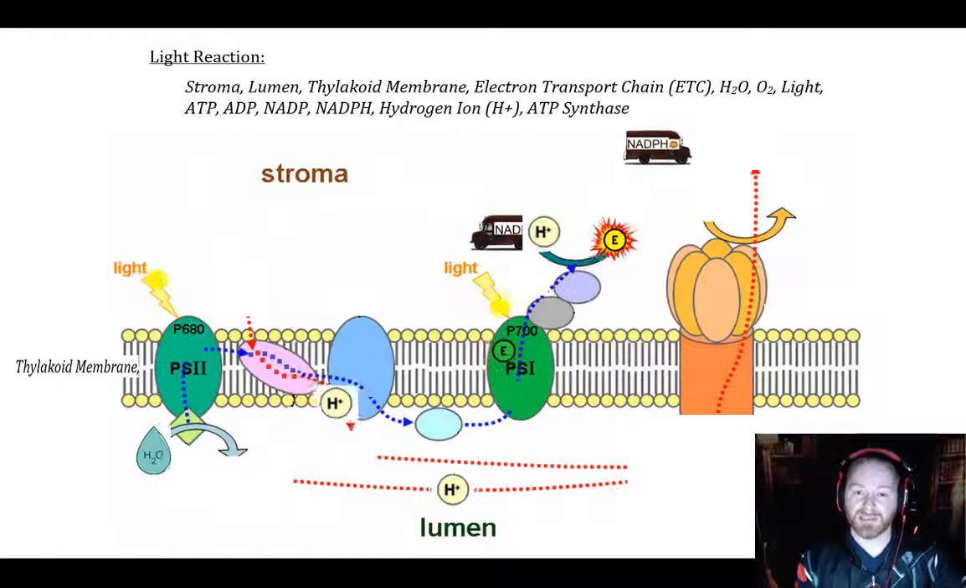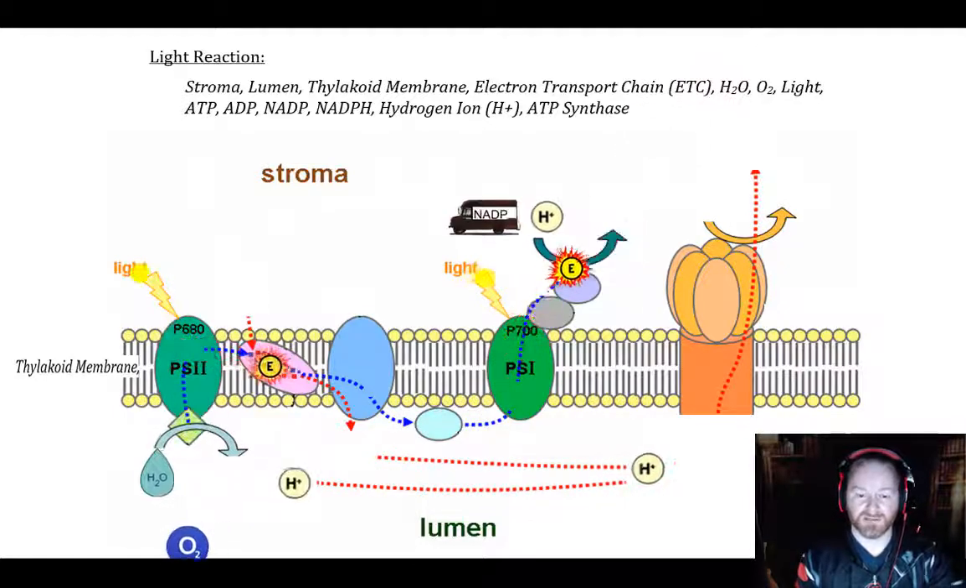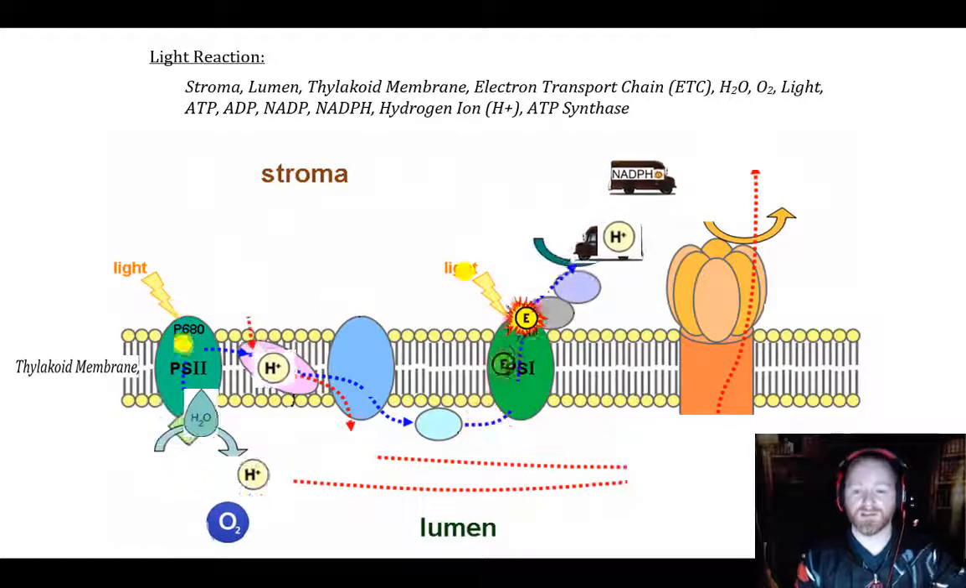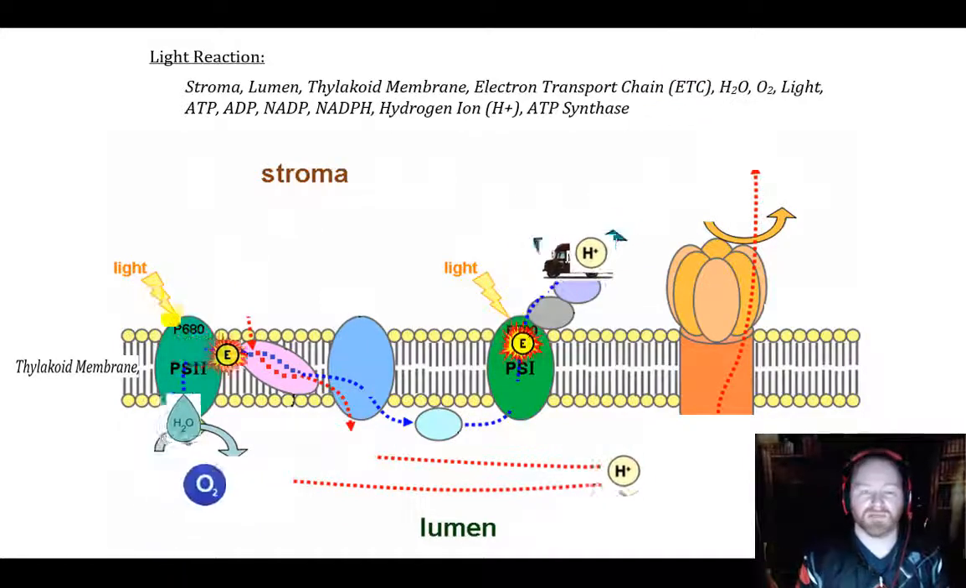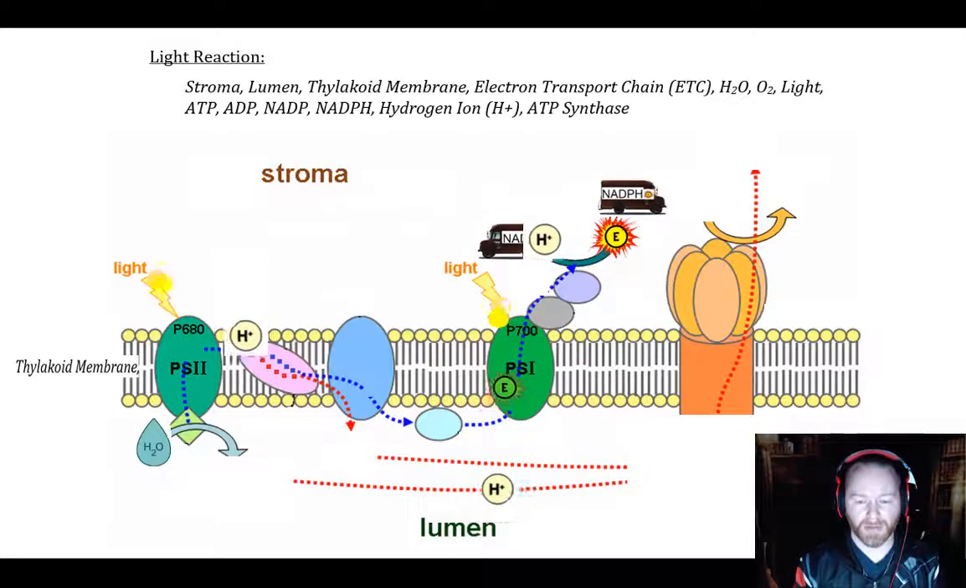And this NADPH leaves this area from the thylakoid membrane and goes off into the stroma, which is where we'll have the Calvin cycle.